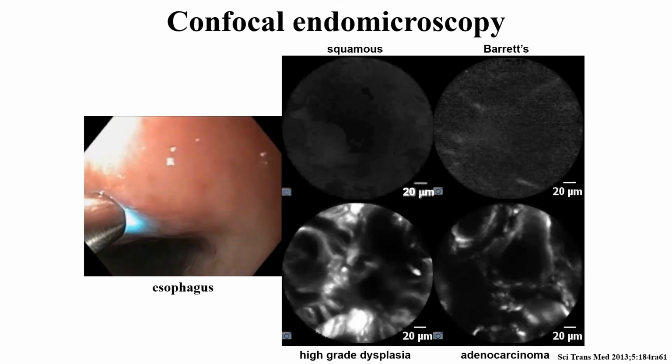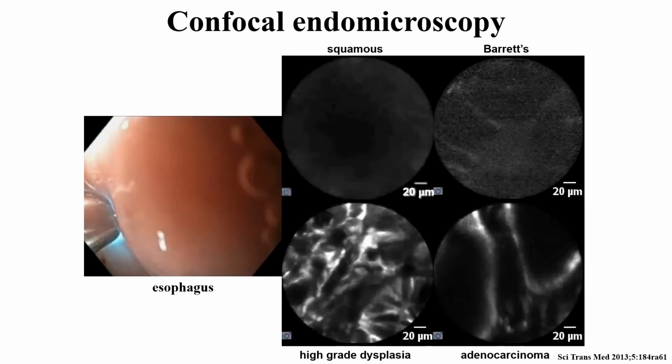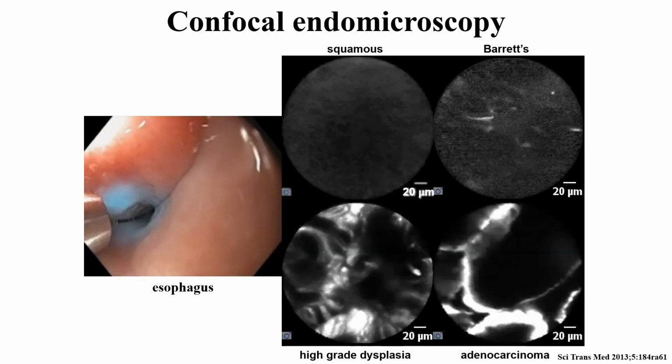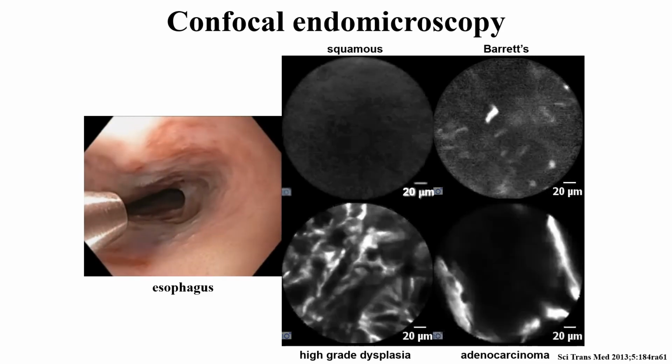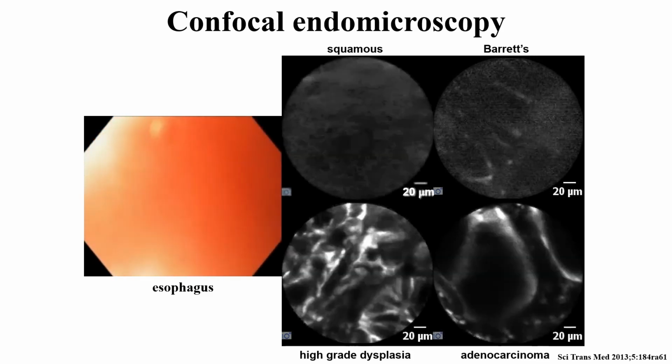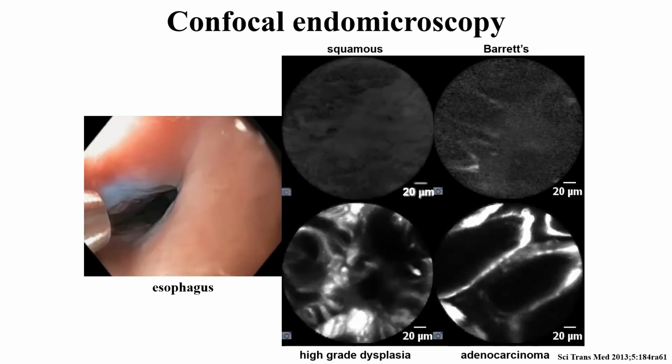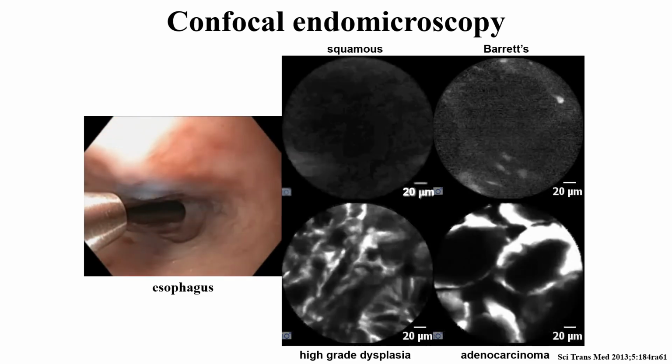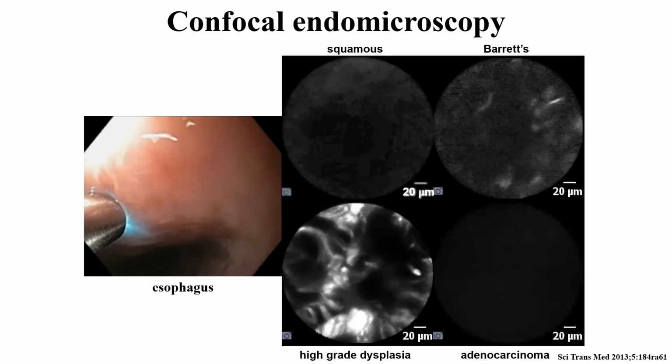We've also been able to collect confocal endomicroscopy images. As you are seeing here, the confocal instrument is coming into contact with the esophageal mucosa, and different expression patterns are shown for squamous, Barrett's, high-grade dysplasia, and esophageal adenocarcinoma.